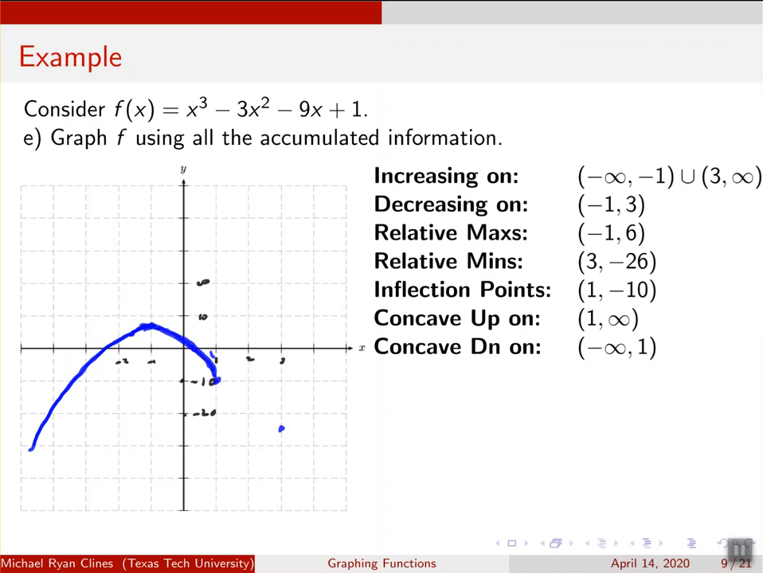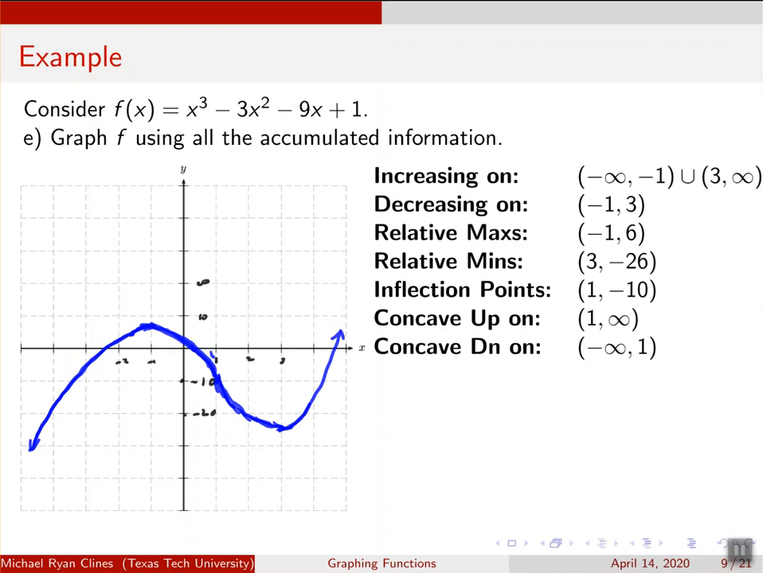But when we get to this point, 1, -10, that's an inflection point. That's when we're going to go from concave down to concave up. So that means we're still heading in the negative direction. This function is still decreasing on this interval, but now it's concave up. So it changes the concavity until we get to right here, a relative minimum. That's where it bottoms out. And then we go back to increasing from 3 to infinity.